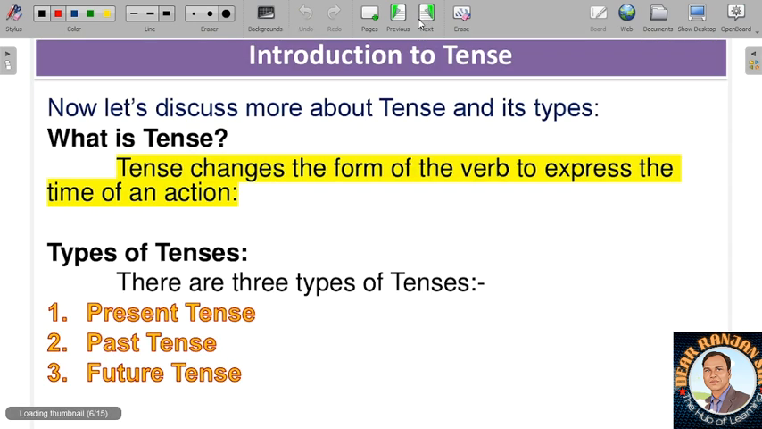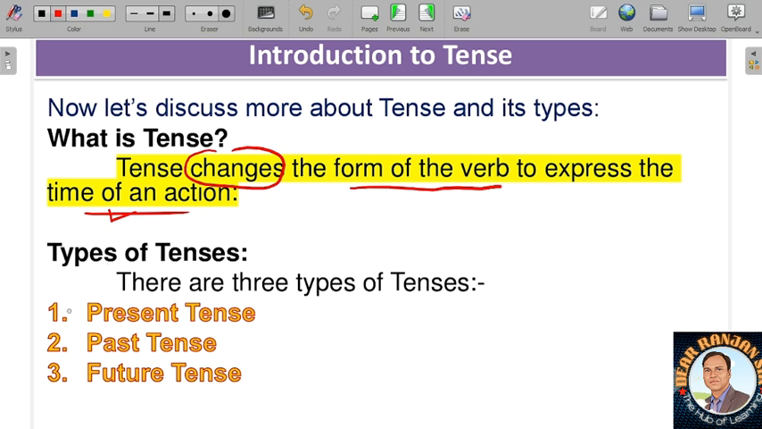Now see, this is about tense. What is tense? A tense changes the forms of the verb, we have already discussed that one, to express the time of action. The tense changes the forms of the verb to express the time of action. When it changes the verb, automatically we come to know the time of action, when the action had taken place or is taking place or will take place. So now let's come back to the tense.